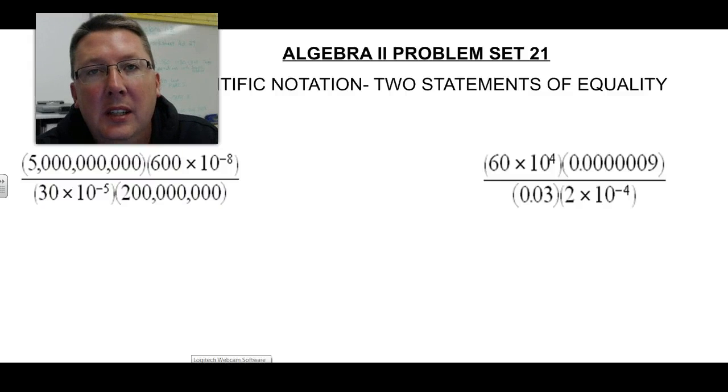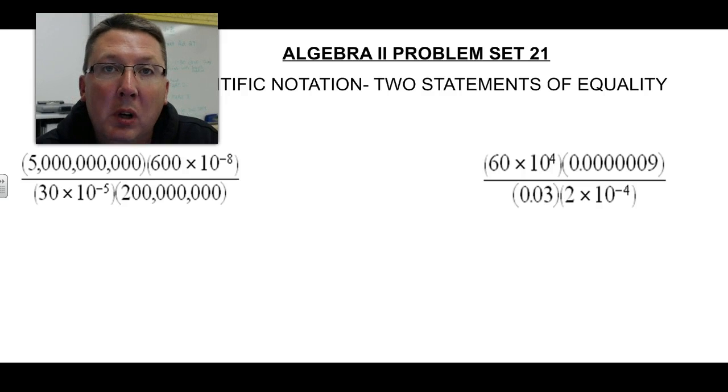Hey, Algebra 2. Today we're looking at problem set 21. We got two topics today. One is scientific notation, which should be some review from Algebra 1. And then the second topic is two statements of equality. Again, some review from Algebra 1. So this whole lesson should be some review.